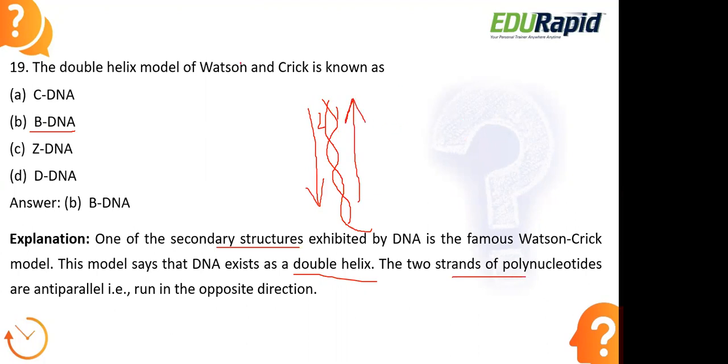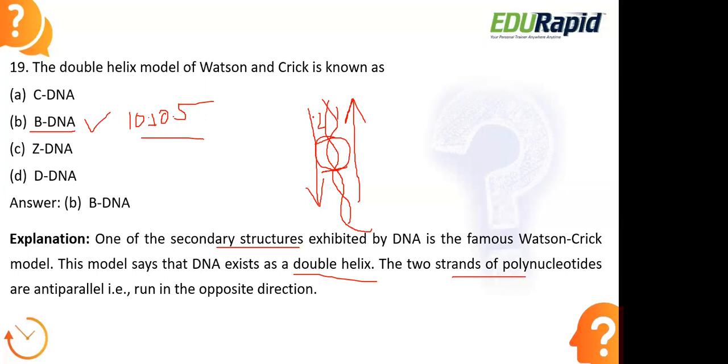When we look at the options here, bDNA is the one that possesses a double helix, right-handed structure. It also consists of about 10 to 10.5 nucleotides per turn, that is, from turn to turn. This is one turn of the double helix model, so within this there will be 10 to 10.5 nucleotides.